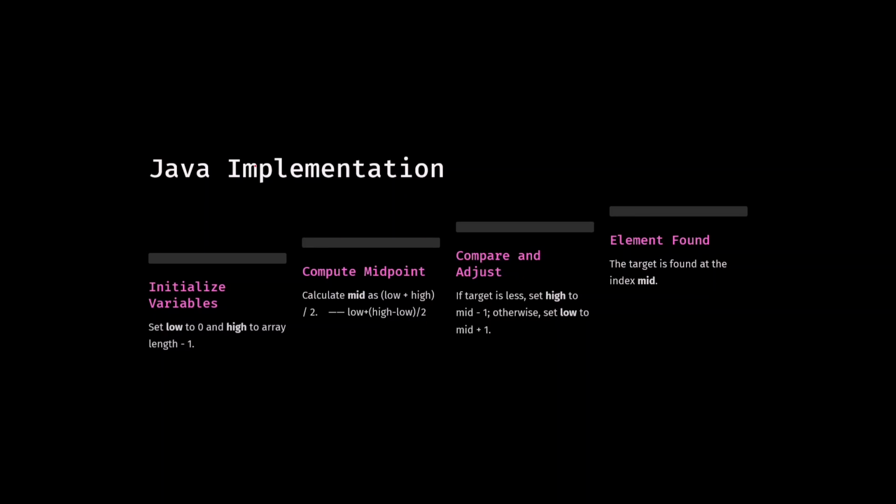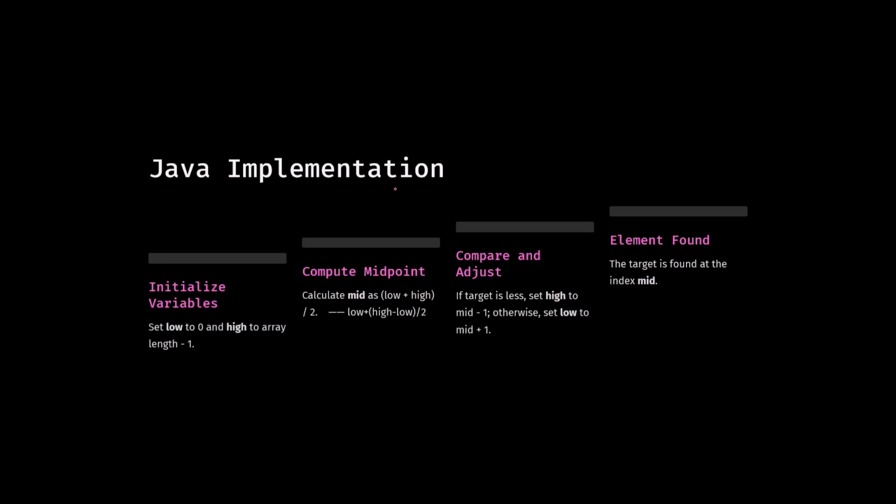Let's implement a Java code. I mean, let me explain a Java implementation very simply. First, we will initialize variables, next compute the midpoint, then compare and adjust until the element is found. Let me now show you how we can implement this in Java. I will use a very simple example so it's easy to understand. You can follow along on an online compiler too.